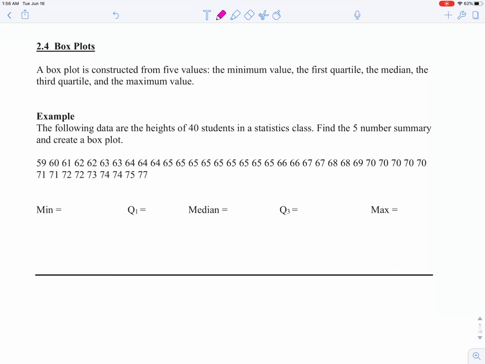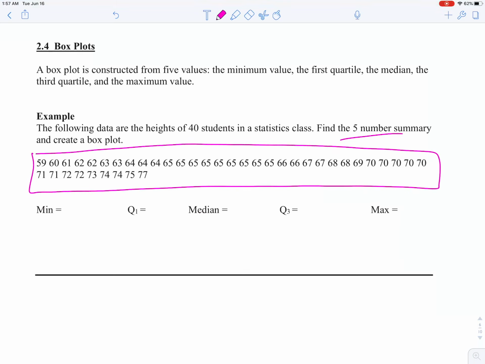The following data are the heights of 40 students in a statistics class. Find what's called the 5-number summary, and then use that 5-number summary to create a box plot. So that's what we're going to do. Your job is to take all these numbers in the order they gave them to you here, and we're going to enter those into L1 on your calculator. So reminder, to find L1, you hit the stat button, then hit enter.